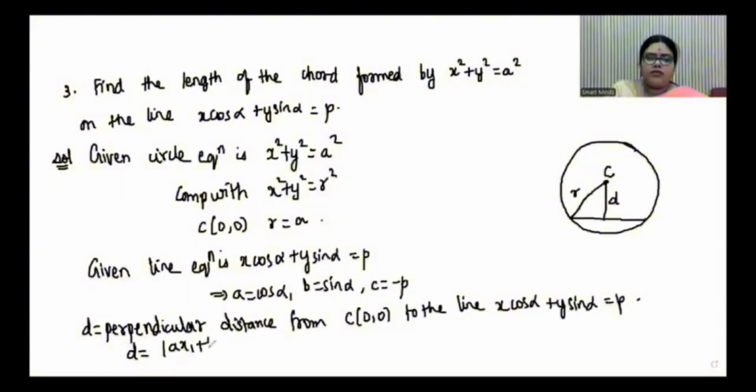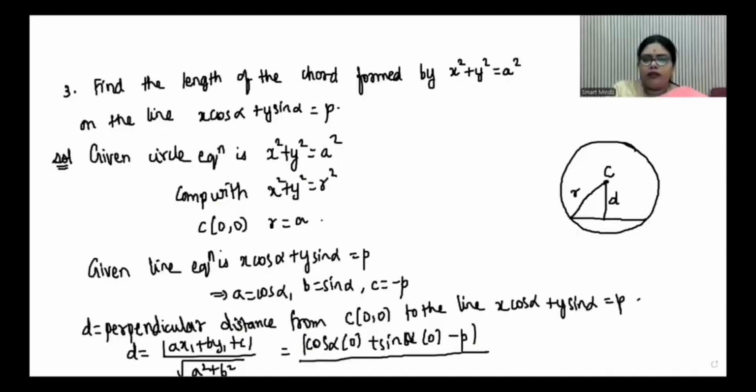Mod ax1 plus by1 plus c by root a square plus b square. That is cos alpha into 0 plus sin alpha into 0 minus p by root over cos square alpha plus sin square alpha. That is p by, we know that cos square alpha plus sin square alpha is 1. So d is equal to p.